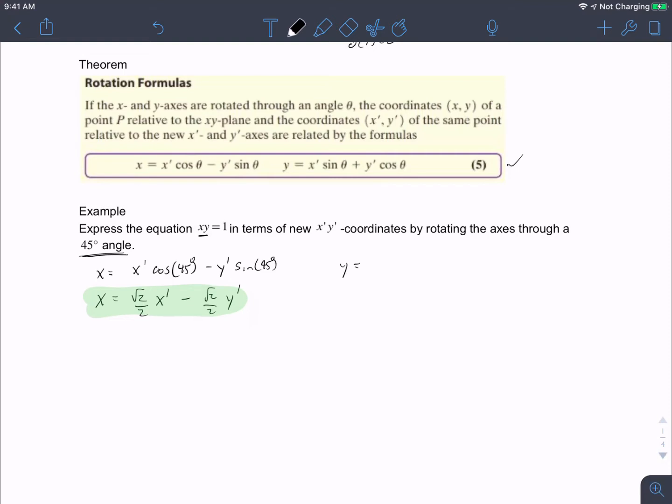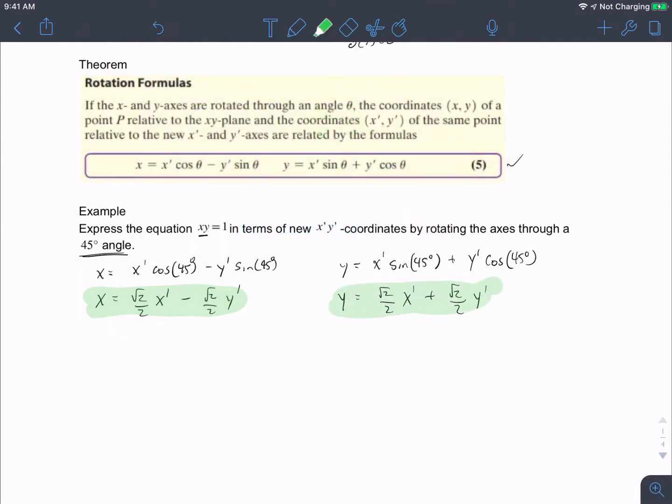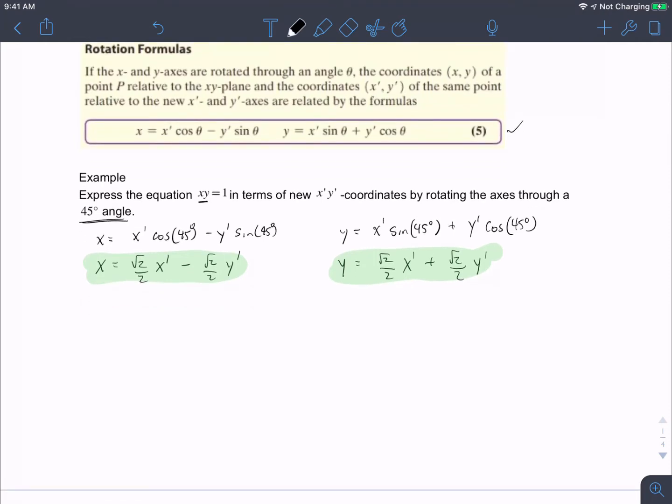y is going to be written as x prime sine of 45 degrees plus y prime cosine of 45 degrees. So y is equal to radical 2 over 2 x prime plus radical 2 over 2 y prime. And this is the breakdown for y. Now, in order to come up with our equation, we're going to substitute into the original, so sub into xy equals 1.